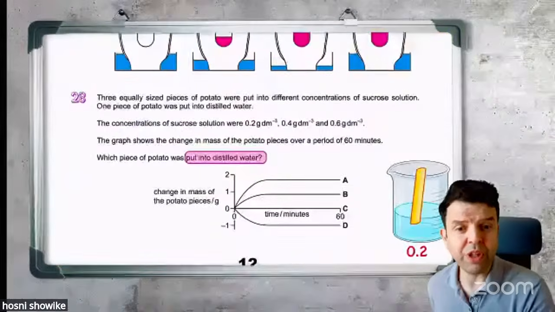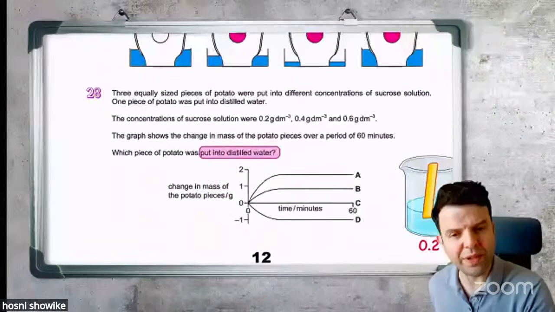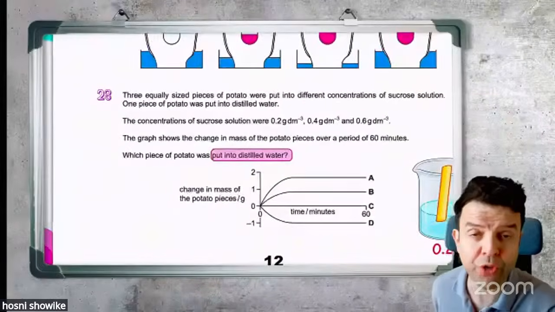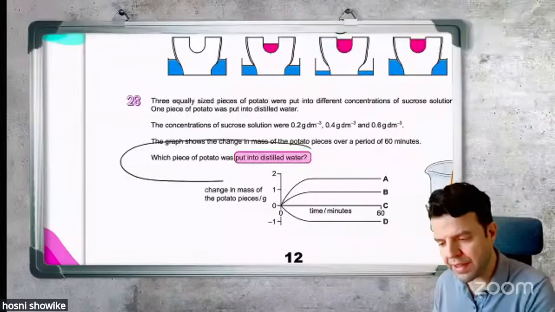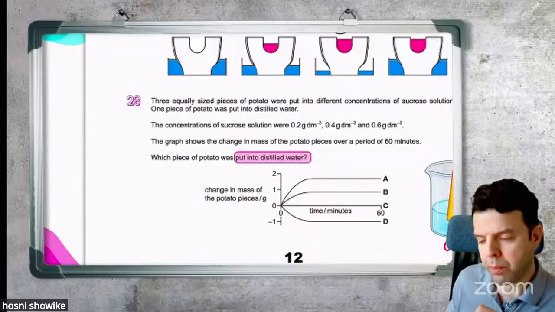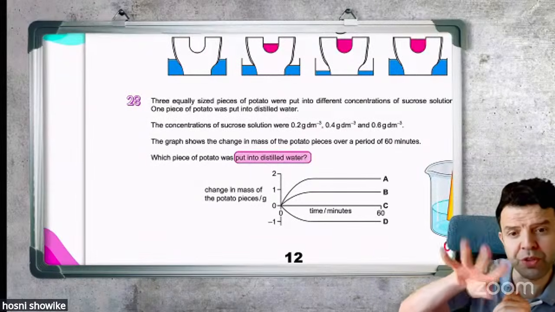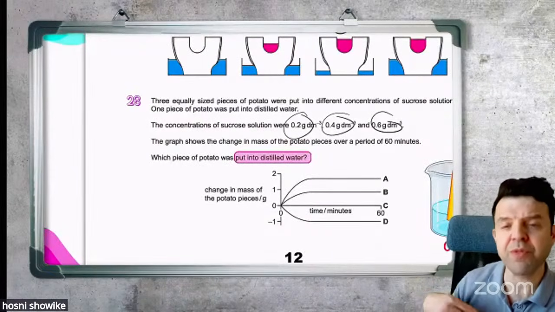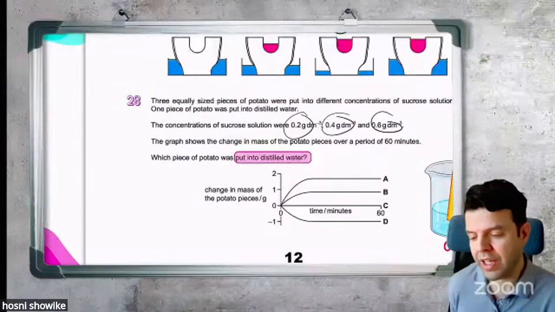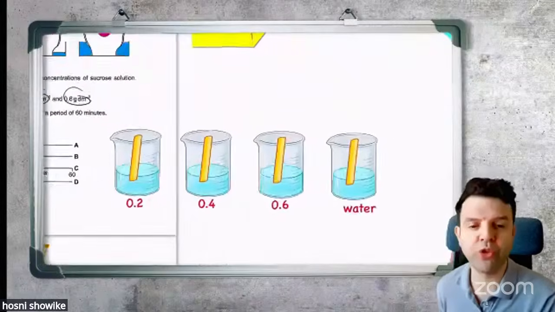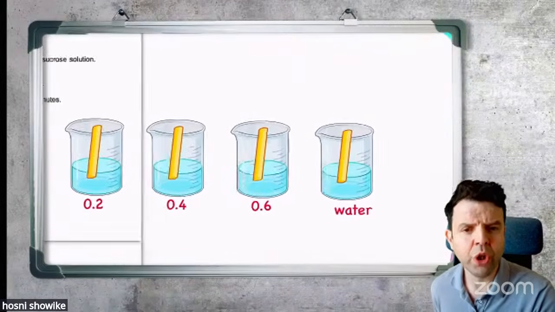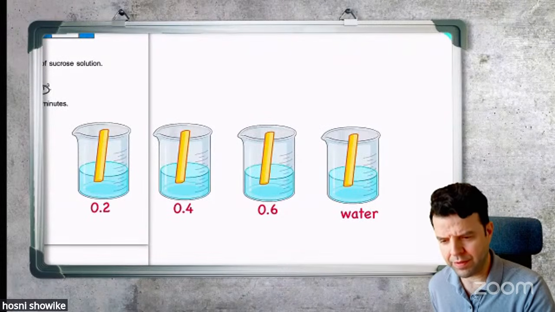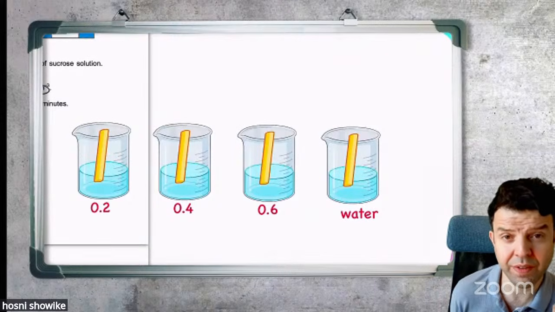This question should take you less than 20 seconds. It looks complicated, long, but you could save a lot of time. How? If you could just take a look at the last slide. Which piece of potato, you have 4 pieces of potatoes, different concentrations. Which one of them has been put in distilled water? If you've soaked potatoes in distilled water, would you expect their mass to increase, decrease, stay constant? Obviously, it's going to increase, right?